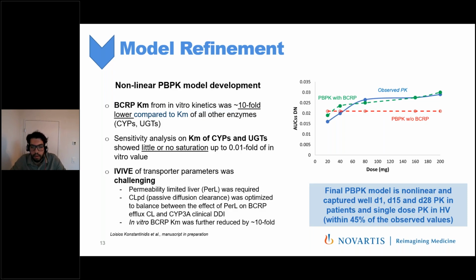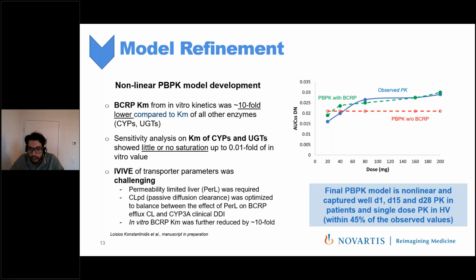Additionally, by doing sensitivity analysis on the Km of the different CYPs and UGTs, we were able to show that there was little or no saturation of these enzymes, even if their in vitro Km was reduced an additional 100-fold from the in vitro value. So this was our main hypothesis for where the nonlinearity of the PK was attributed.